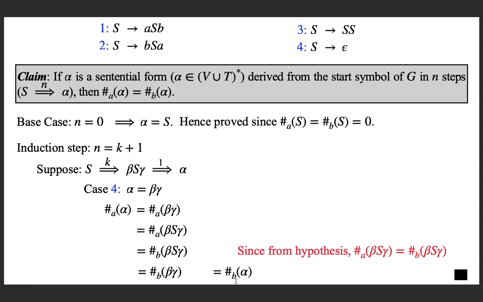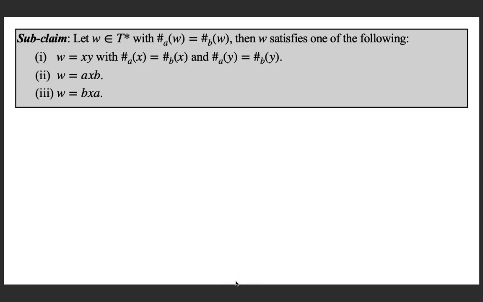So, the soundness is proved because any string must be derived using a number of steps, and hence we are done for the soundness part. Now, it remains for us to prove the completeness. That is, we have to prove that when a string has an equal number of A's and B's, it can be derived from the start symbol of this grammar using 0 or more steps. And proving that is more tricky, and here, to help us in that proof, we need a subclaim.